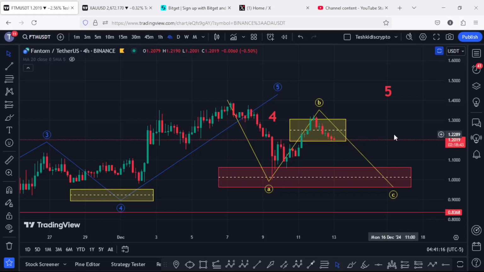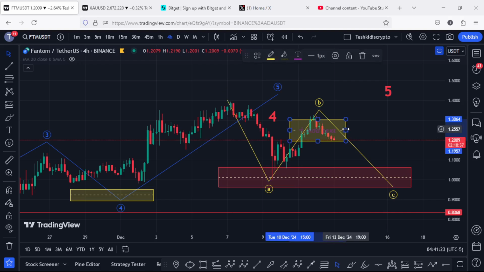Fantom at the time of this recording is giving us a bit of a breakdown move after we got rejected within our key area of resistance between the 1.3064 and the 1.1957. We have also continued to obey the Elliott structures, and on today's update video I will be discussing two possible scenarios that can play out in the next coming hours. So make sure that you stick around till the end of the video.